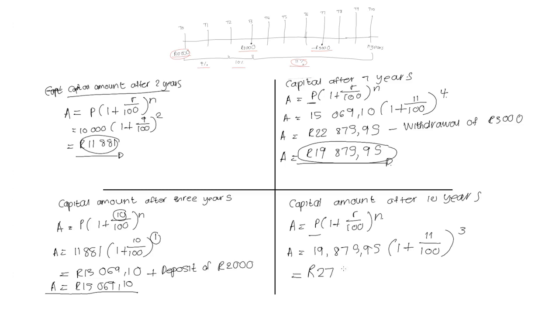Simplifying the equation, we get a final answer of 27,182 Rand and 97 cents. Therefore, David has a total amount of 27,182 Rand and 97 cents after the 10-year period.